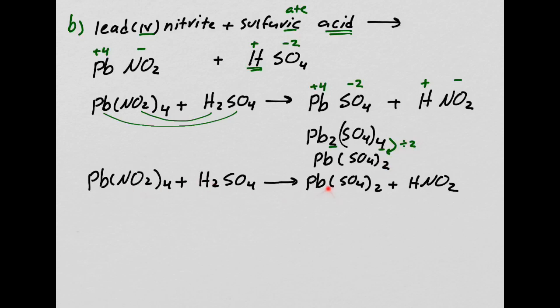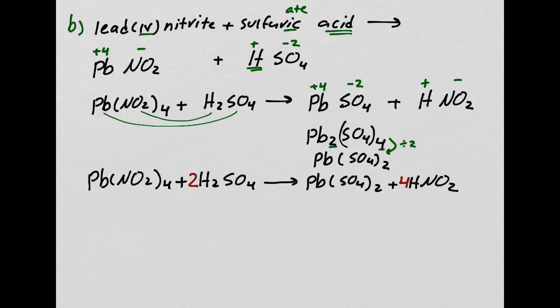Now we have to balance the entire equation. Is the entire equation balanced? Not really. 1 Pb, 4 nitrite, 1 nitrite. So I'm going to add a 4 over here. So now I have 4 nitrite over here. I have 4 hydrogen now. So I'm going to add a 2 over here. So 4 hydrogen, 2 sulfate, and 2 sulfate. This was a hard one, but you guys got this.